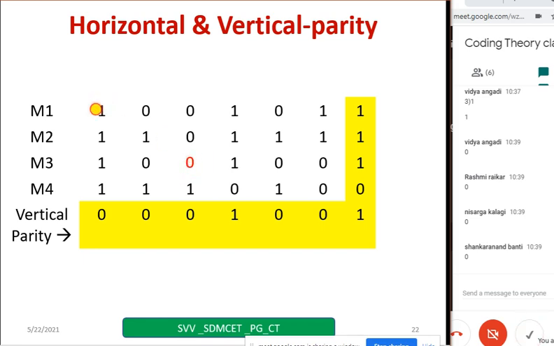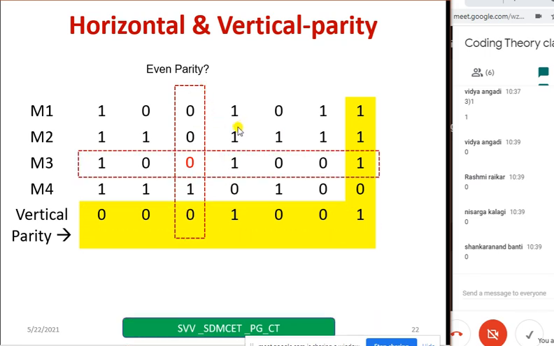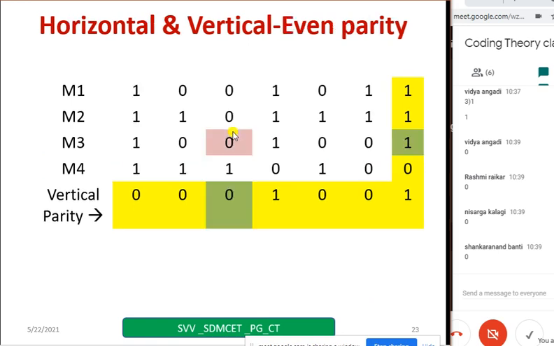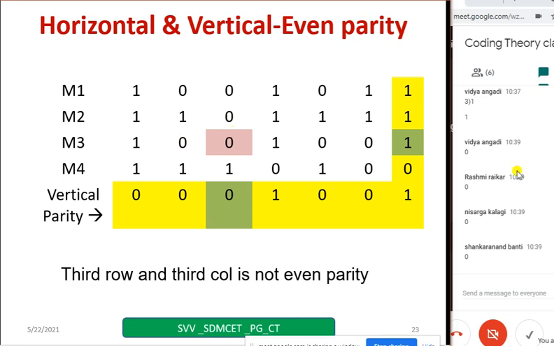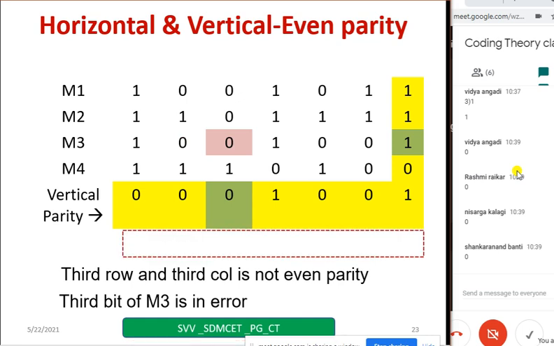Now again at the receiver side when I receive, I will check the parity bit, whether all are even parity or not. First is okay, second is okay, but third is not an even parity. 1, 2, 3. Only 3 ones are there. Similarly, if I check the column-wise also, only 1 is there. So third column and third row, I don't have even. Remaining all are even. So hence I can say third row and third column is not even parity. Hence third bit of M3 is in error.